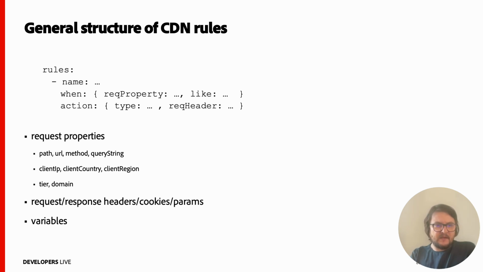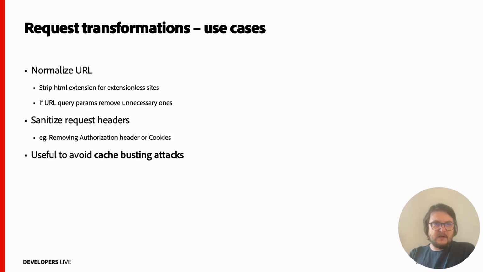that's the appropriate thing. You can also read request and response headers, cookies, post parameters, and also variables are a more advanced concept used to pass data between the stages of processing. So for example, between request transformations and response transformations. Now I will go through each of these stages of processing and describe the typical use cases.